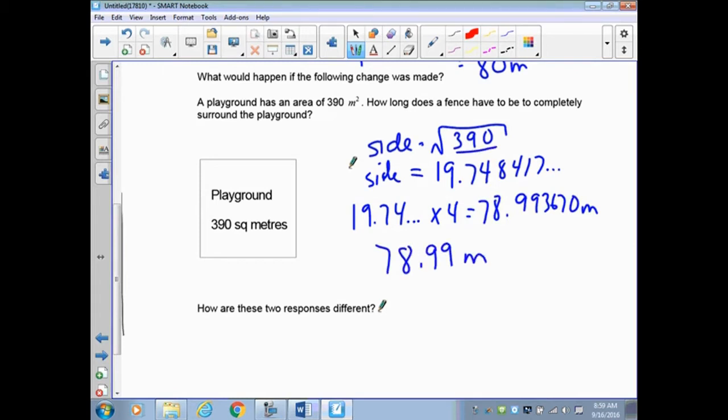Don't round before this step, because when you round the side length, you're going to create a tiny mistake. When you multiply the rounded number by 4, you take the mistake and make it 4 times bigger. And that can sometimes change your decimals. So only round at the very end.